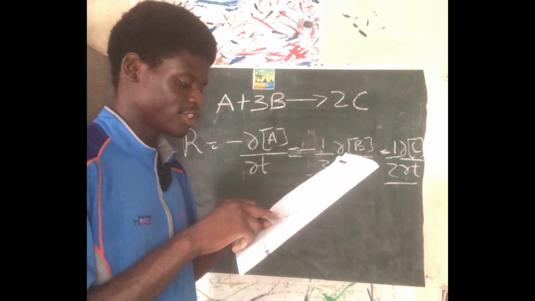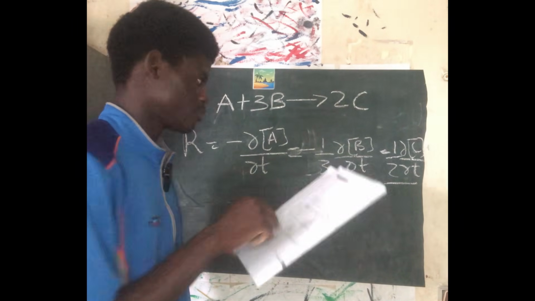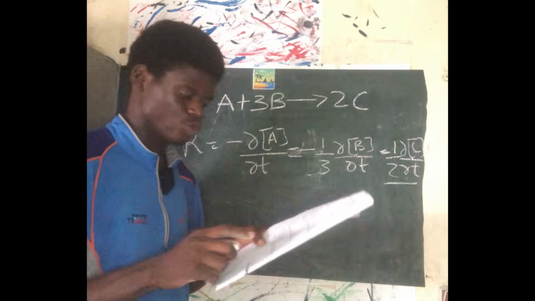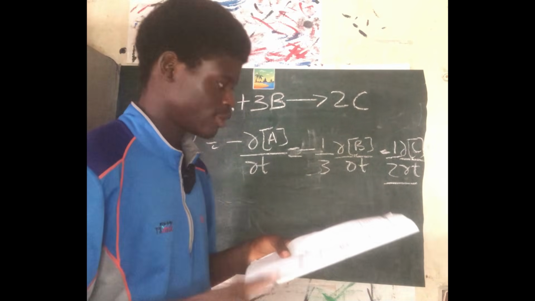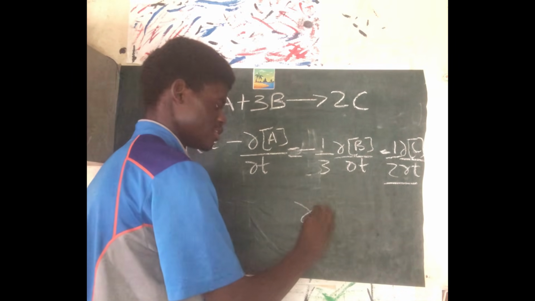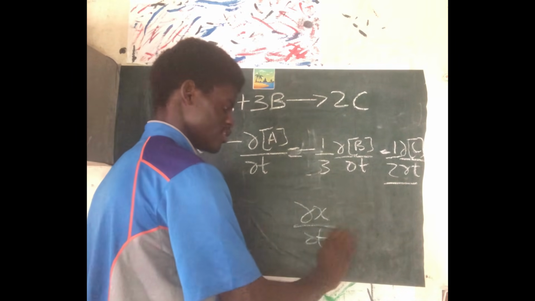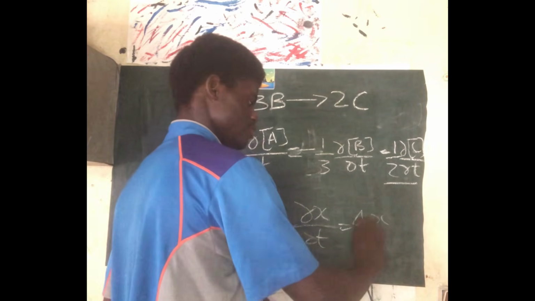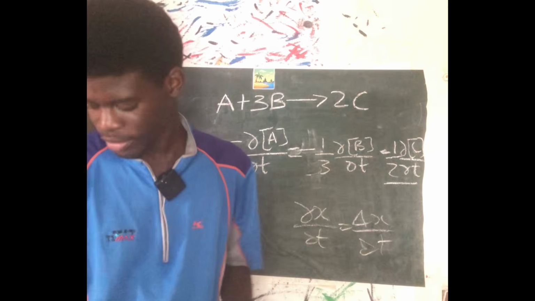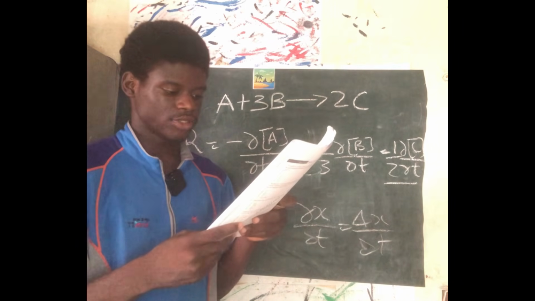Option E said rate is equal to 1 over 3 change in B over change in t. It has to be minus, but they didn't put minus. So the answer is option D. You should know that if they say dx over dt, it is still change in x over change in t, everything is still the same thing. So that one should not be a problem at all. So our answer is option D for question number 8.